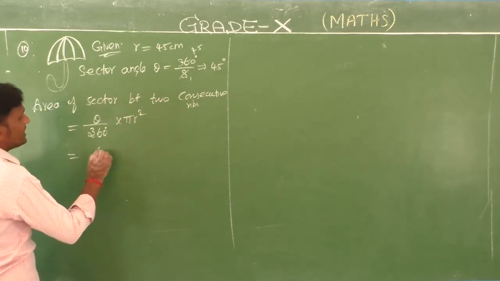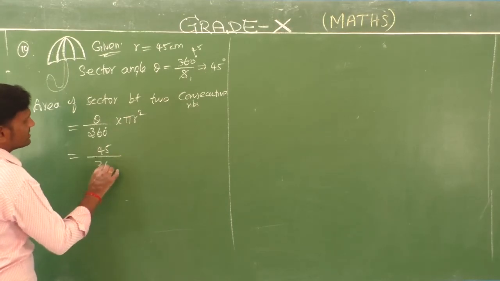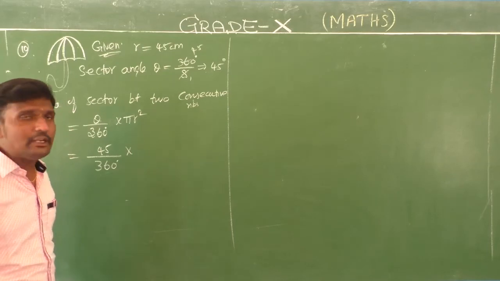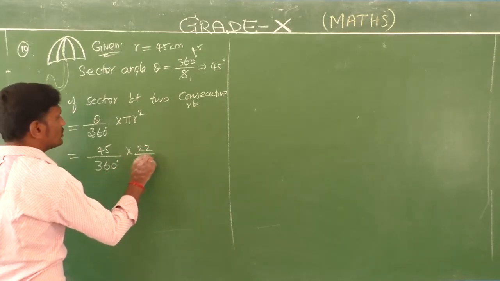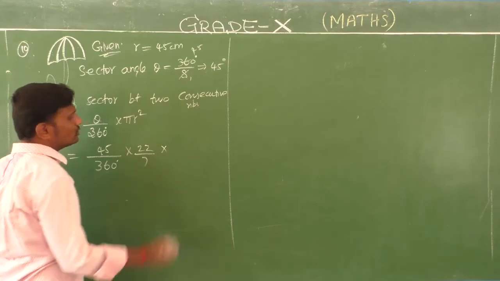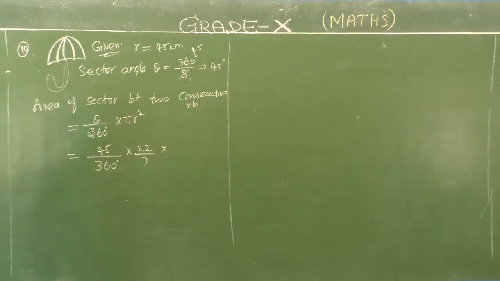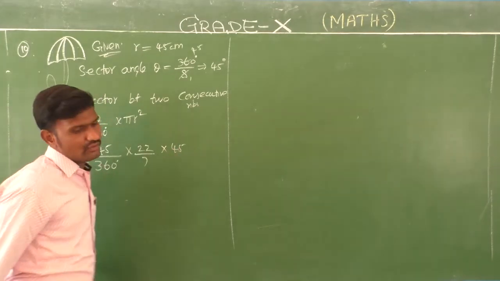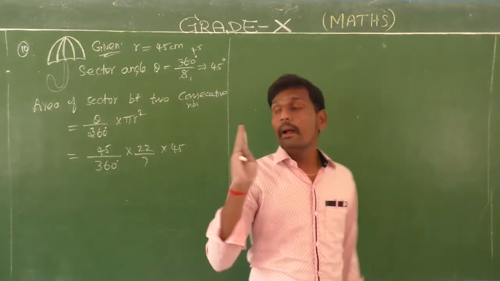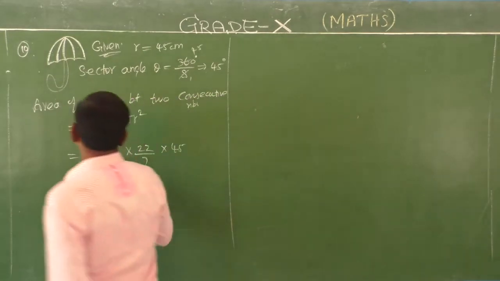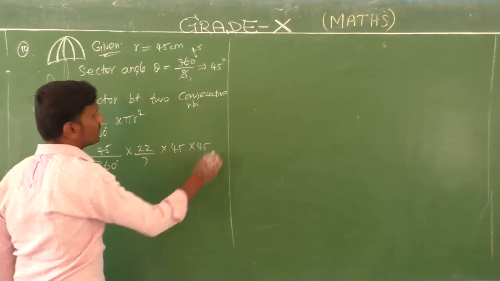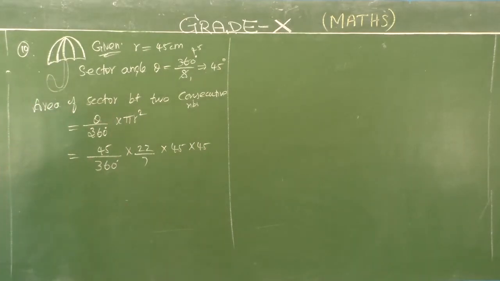Now theta angle is 45 divided by 360 degrees into pi. If they have not given any value of pi, then we have to substitute 22 by 7, into the radius r equal to 45 centimeter. So theta by 360, 45 by 360 into pi into r square. That is 45 into 45. This is a big value, so try to simplify now.